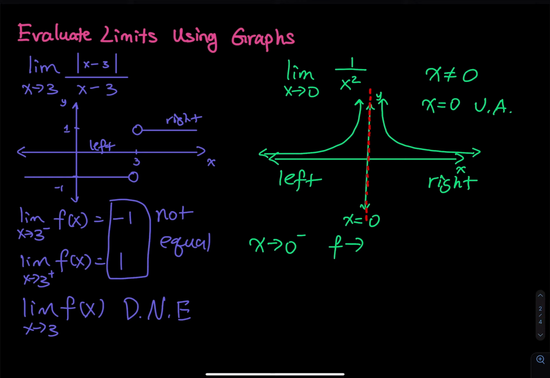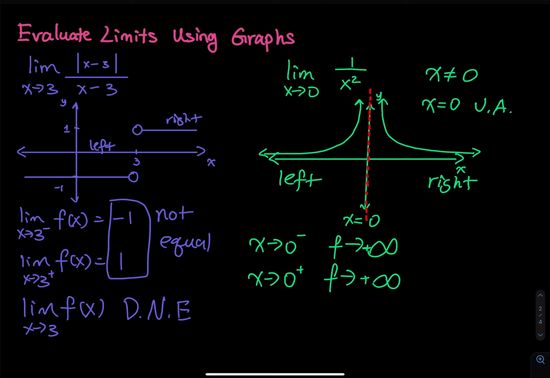So let's take a look at the graph. This piece, the left piece, as x approaches 0, x is getting closer and closer to 0 from the left-hand side. What happens to the y value? The y goes all the way up. So that means the limit approaches infinity, right? I would like to write a plus sign as well. What happens as x approaches 0 from the right-hand side? y approaches positive infinity as well.